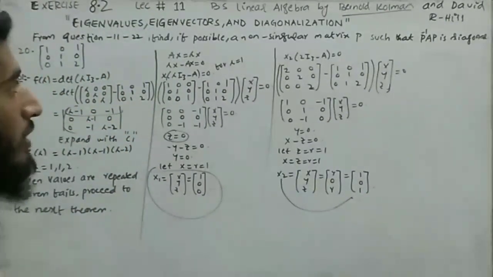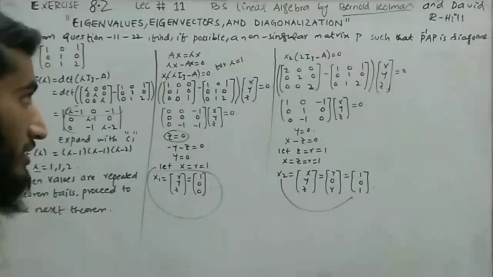It means that the required matrix P is not possible because this matrix is non-diagonalizable.